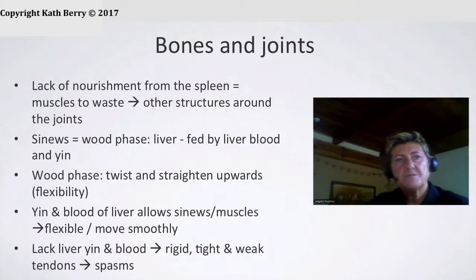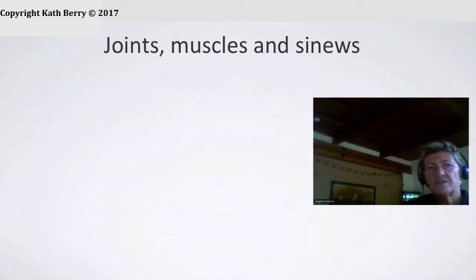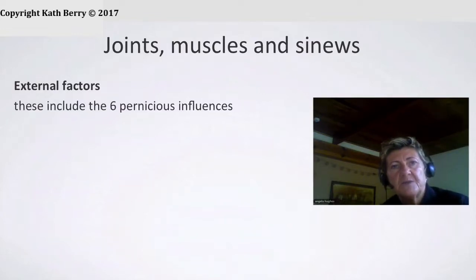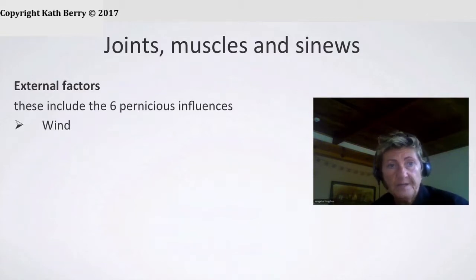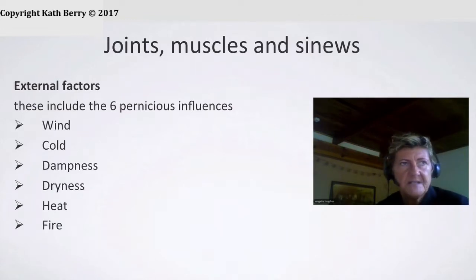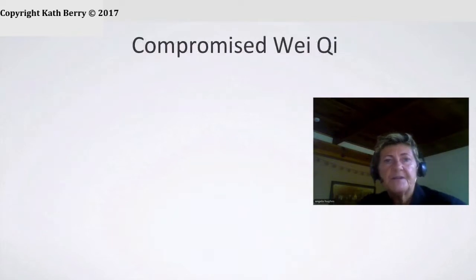So the joints, the muscles, and the sinews are all susceptible to both internal and external pathogenic factors. The external pathogens include the 6 pernicious influences, better known as the 6 evils: wind, cold, dampness, dryness, heat, and fire. Under normal circumstances, if somebody is pretty robust, the body can withstand an invasion of these pathogens.